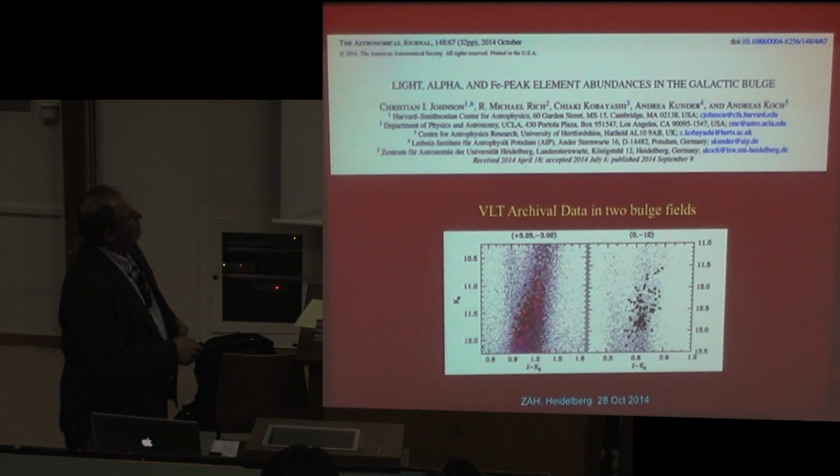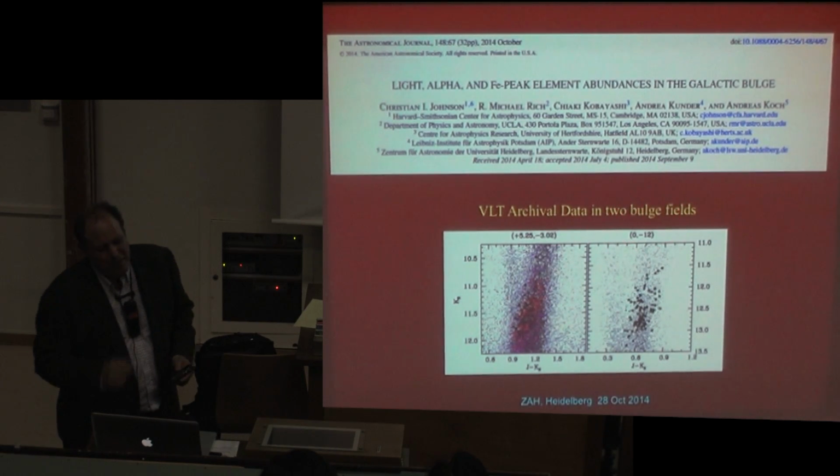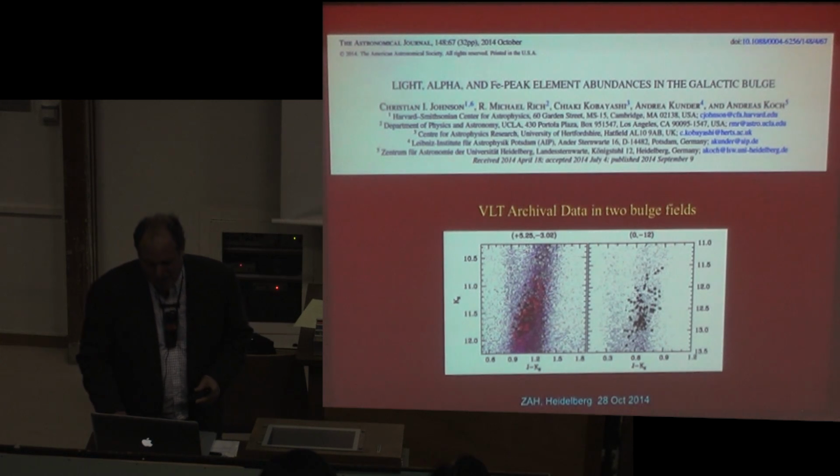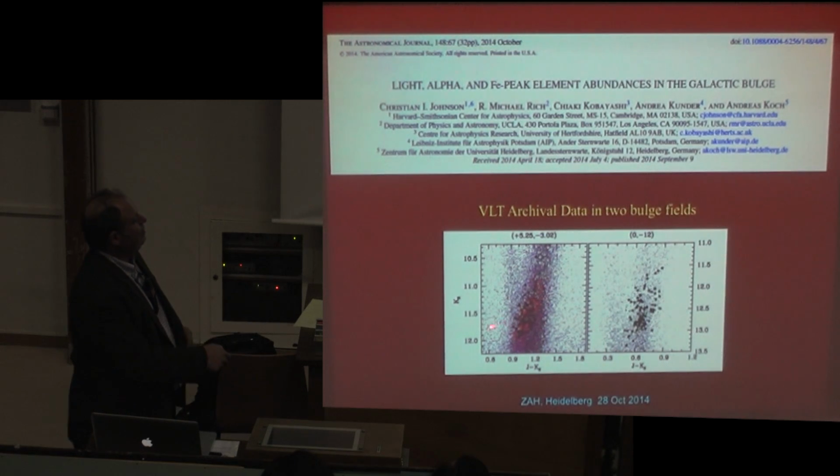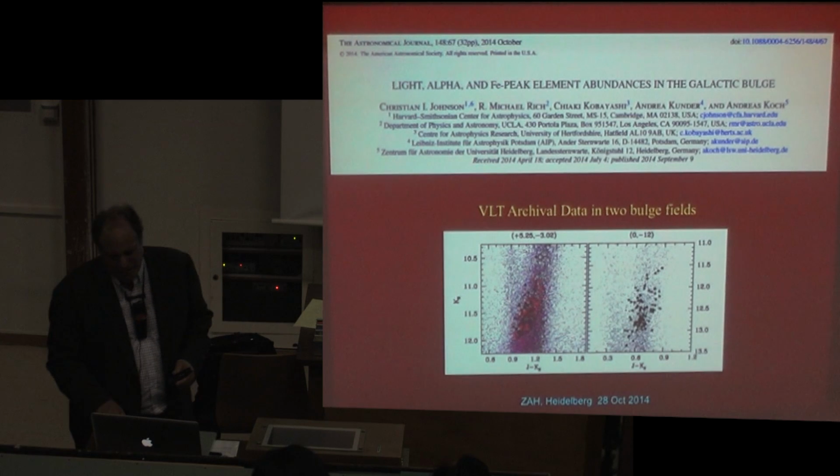We have done a recent study of archival VLT data in two bulge fields, one off of the minor axis at +5, -3, centered on a globular cluster, the other one on the minor axis at 0, -12, about 1.5 kiloparsecs distant from the nucleus. And here you can see the loci of the stars relative to the red giant branch in these two fields.